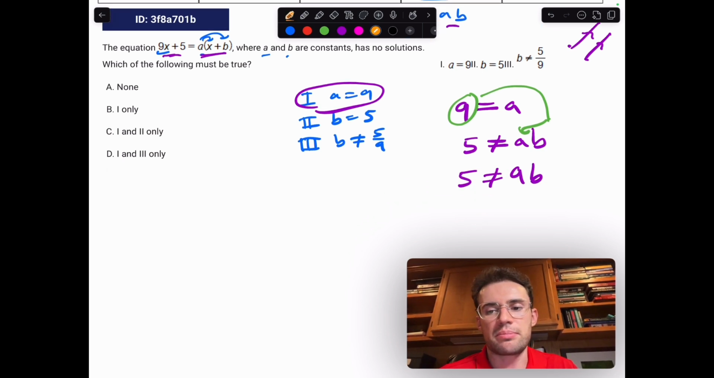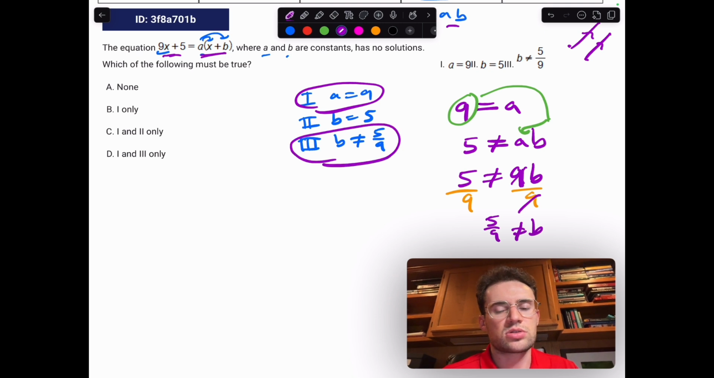And then to get b alone, just divide both sides by 9. I know my a and my 9 look the same anyway. Let me make a little more like that. And then the 9's cancel. That means that b is not equal to 5/9. So this is true. Which of these must be true?